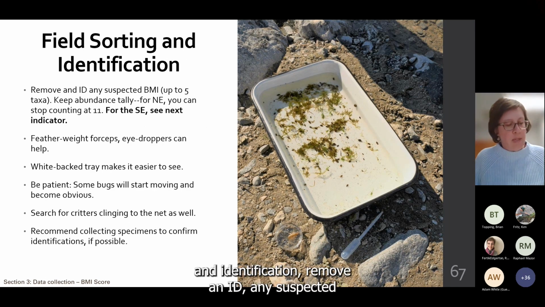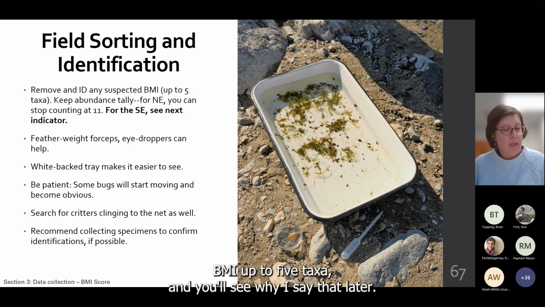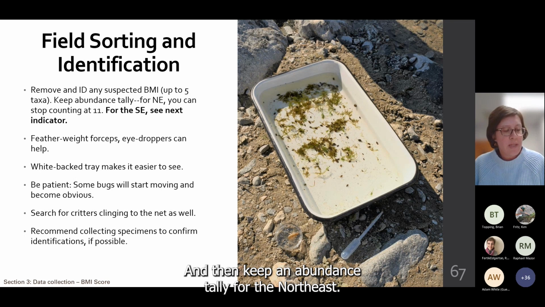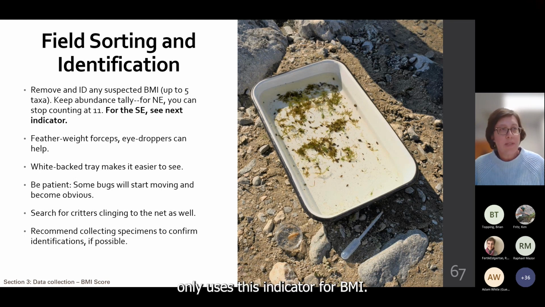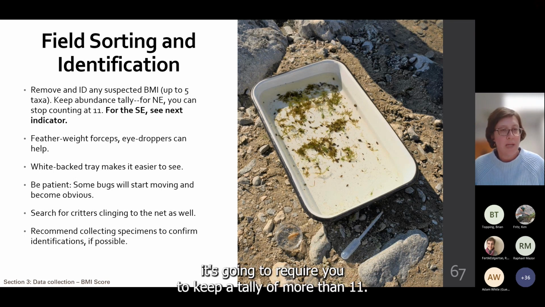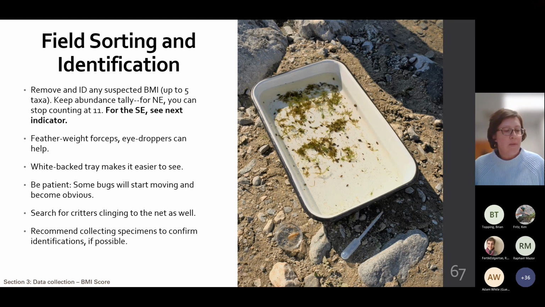So for field sorting and identification, remove and ID any suspected BMI up to 5 taxa, and you'll see why I say that later. And then keep an abundance tally. For the Northeast, you can stop counting at 11 because the Northeast only uses this indicator for BMI, but in the Southeast, there's another indicator we're going to use, and it's going to require you to keep a tally of more than 11. And you'll see that in the next indicator.